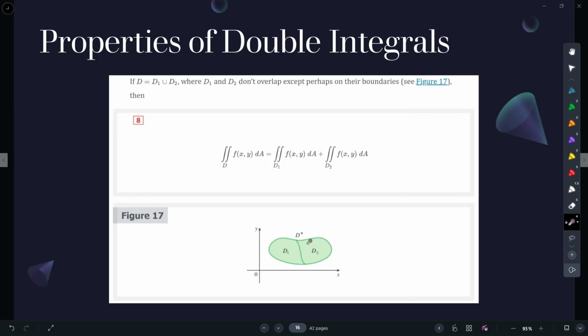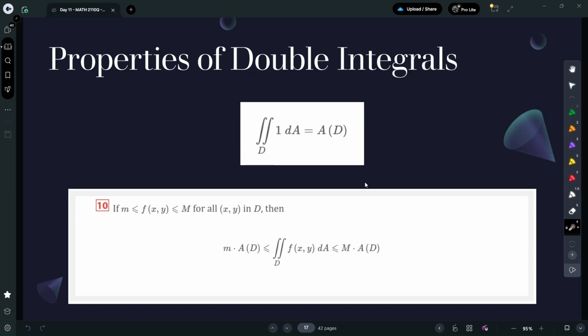Another property is that if I have a domain, a region where I'm going to integrate, and I can split it into two separate regions such that D is the union of those two regions, then the integral over the big region is the sum of the two integrals, the integral over one region plus the integral over the other region. This is again useful sometimes when, for whatever reason, we can more easily integrate the function over these two sections of the region, instead of trying to integrate over the entire region all at once.